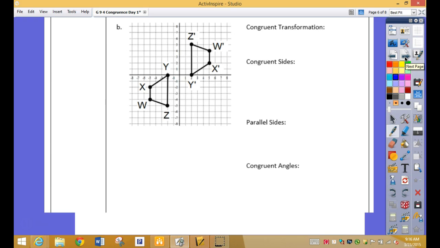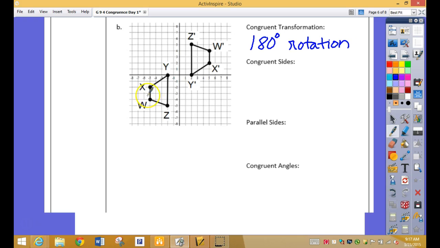First of all, what congruent transformation happened? Is it a reflection again, like the last one? This is a rotation. What way? 90 degrees, 270, 180? 180. This one is a 180 degree rotation.